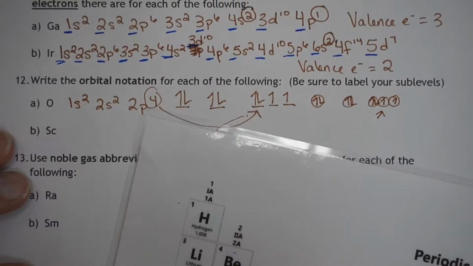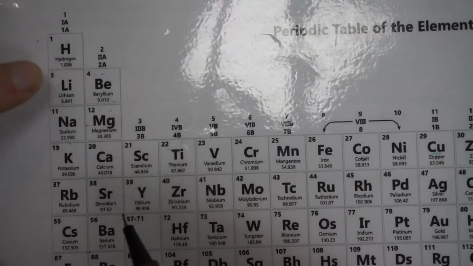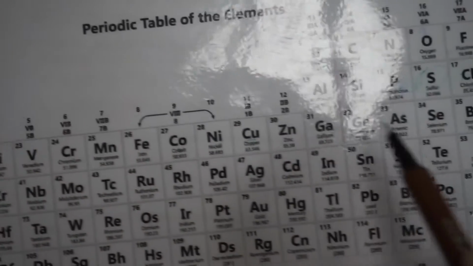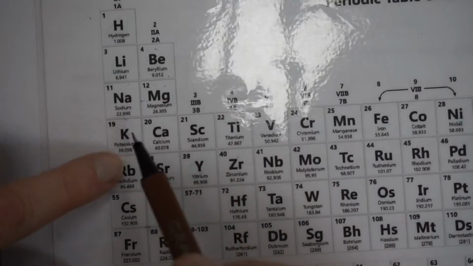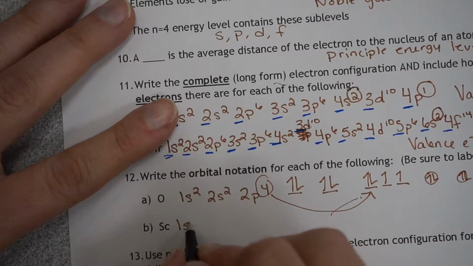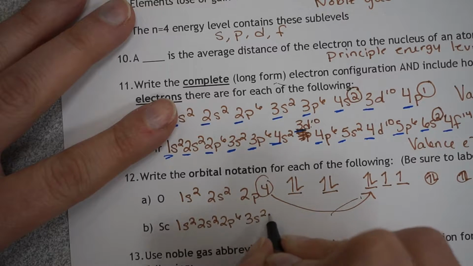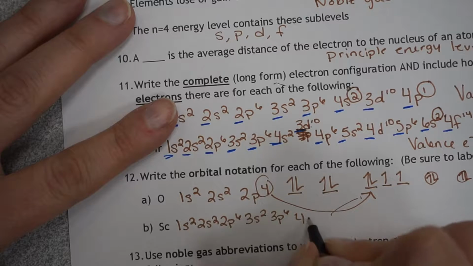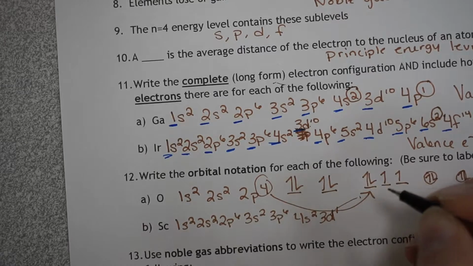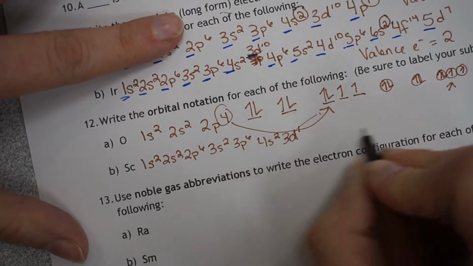Now we're going to do scandium. It's right here. So again, 1s2, 2s2, 2p6, 3s2, 3p6, 4s2, 3d1. Anyways, so then you just draw your orbital notations.